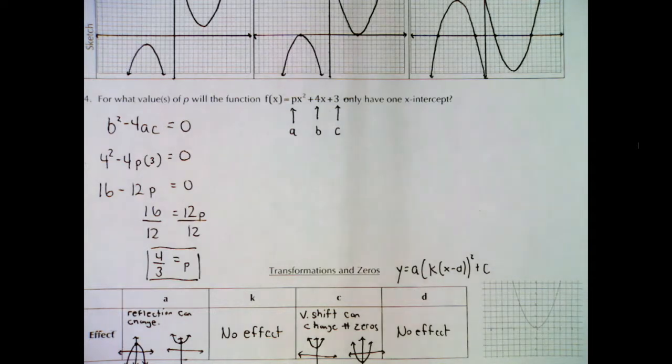Okay, so what do we have to take away from this? Basically, A and C are the things that influence the number of zeros. Okay, the shift up, down, and the reflection. The horizontal transformations don't impact how many zeros you have.